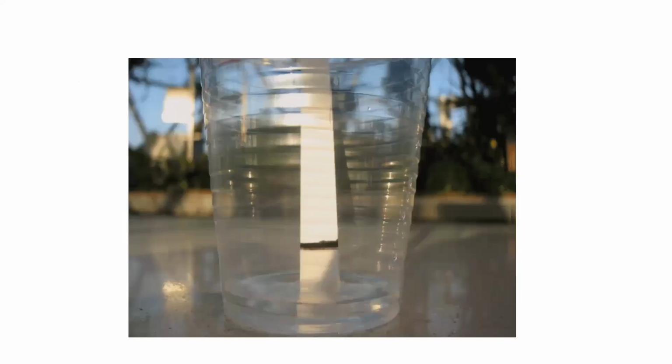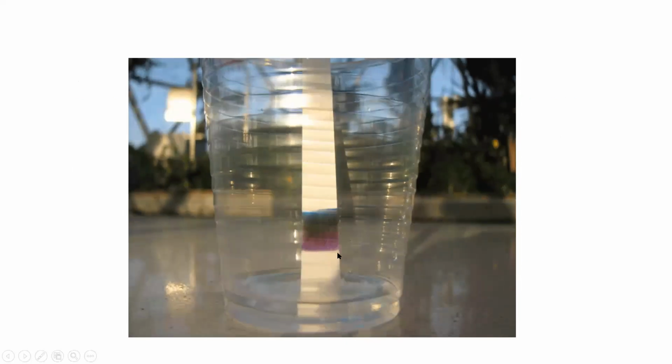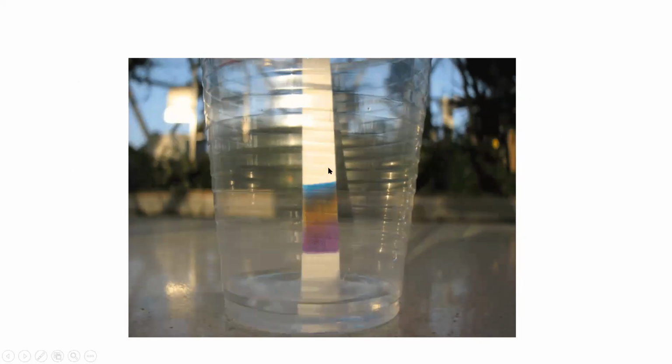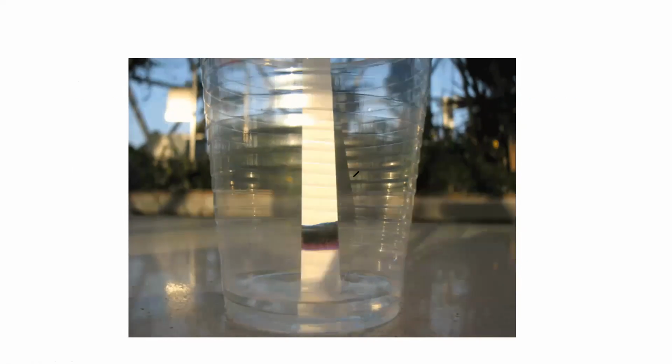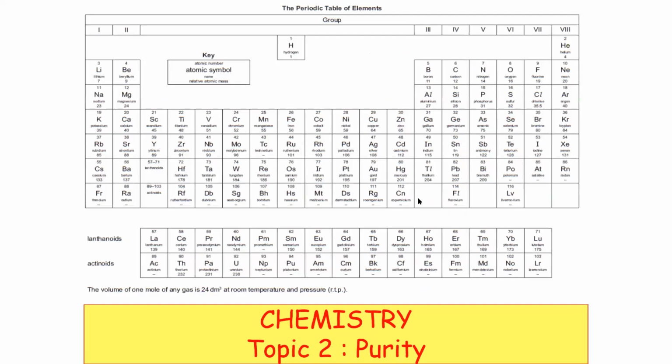For example, if a student draws the origin with an ink pen, this is what happens. What is the mistake here? The mistake here is the student drew the origin with ink. So when the solvent rises, the ink will also rise with the solvent. So it will not be a right method. Whenever we draw the origin, it is always with pencil. Is it clear? Any question related to the class today? Today we discussed the melting point, the boiling point, as well as chromatography and how it can be used to check the purity of a substance.